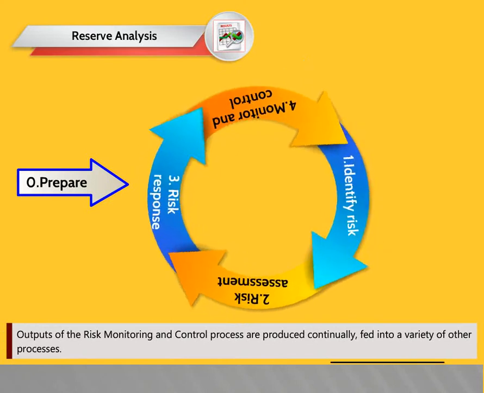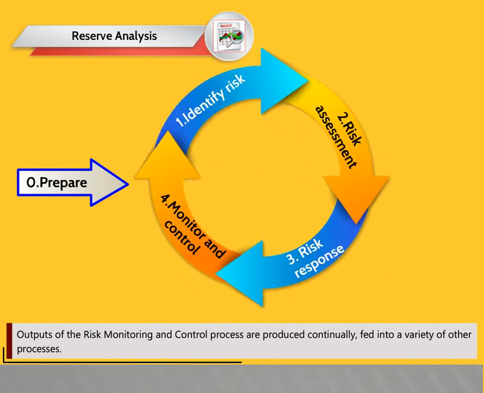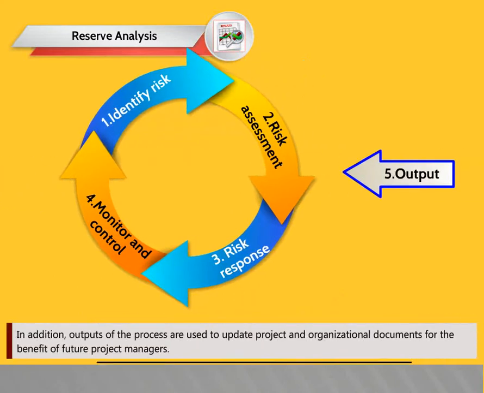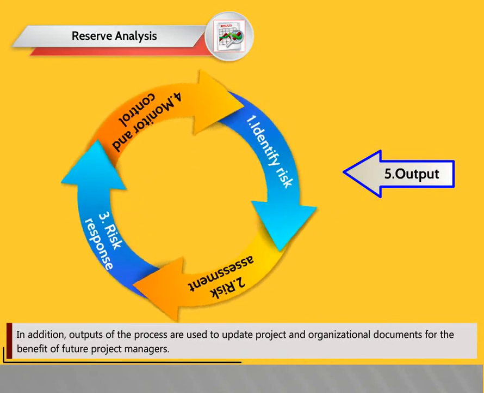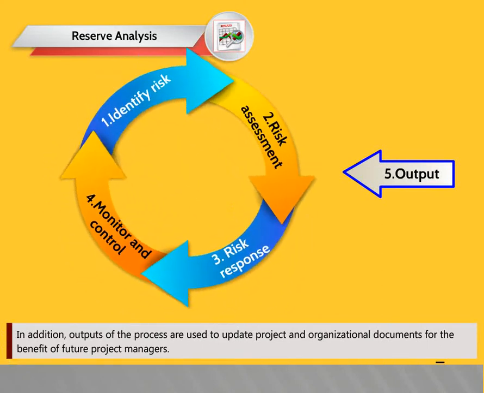Outputs of the risk monitoring and control process are produced continually and fed into a variety of other processes. In addition, outputs of the process are used to update project and organizational documents for the benefit of future project managers.